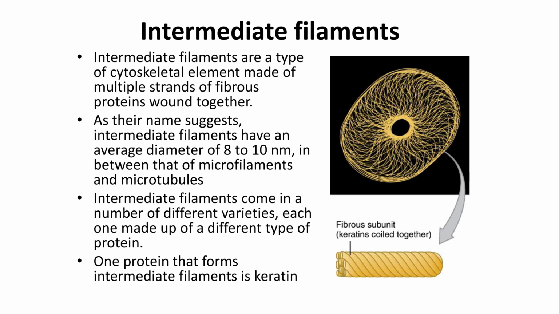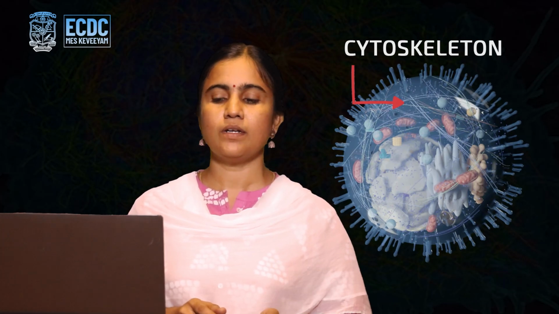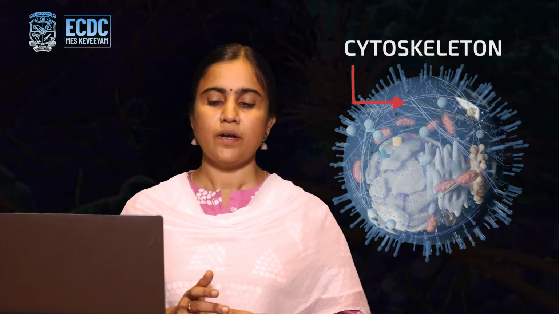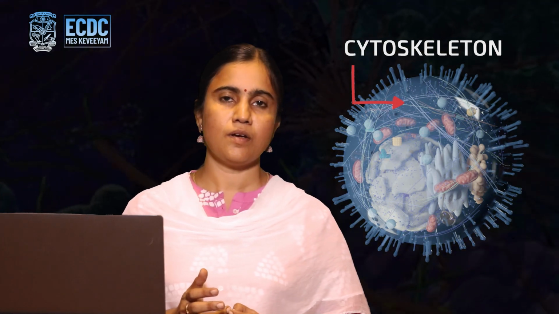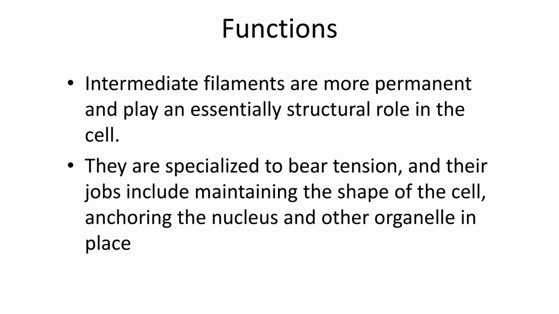One protein that forms the intermediate filament is the well-known keratin. For example, you can see intermediate filaments in glial filaments, neurofilaments, and desmin filaments, that is, in the cardiac muscles, etc. Intermediate filaments have important functions. They are specialized to bear tension, anchoring the nucleus and other organelles in place.